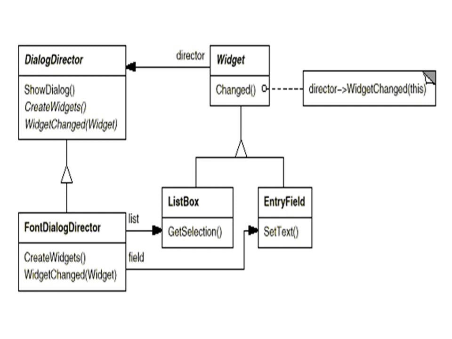This is the motivation diagram, which defines operations like show dialog in the dialog director, and changing the widget from list box to the entry field, or the entry field to some other widget. And here we are taking the font dialog director as a concrete mediator, which is defined from the main class as a mediator. So this is the motivation diagram.